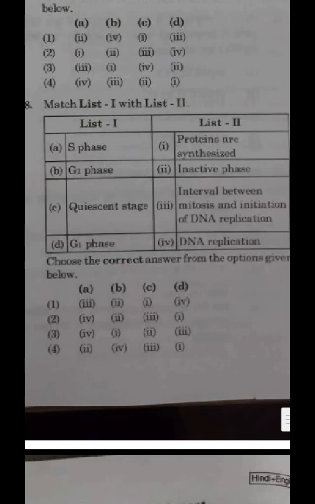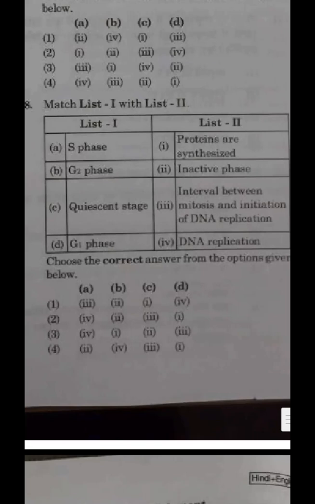Then the G2 phase is concerned with synthesis of different substances, especially proteins. And these proteins are required during the M phase or divisional phase. So G2 will go with 1, that is proteins are synthesized in the G2 phase. Yes, so we can say that G2 will go with 1.